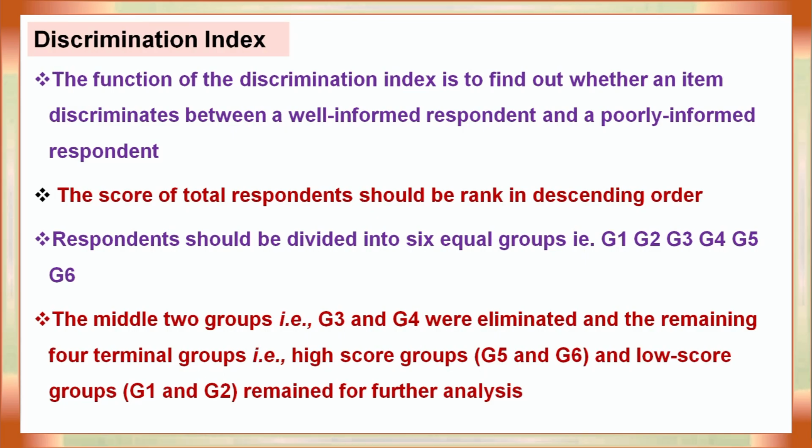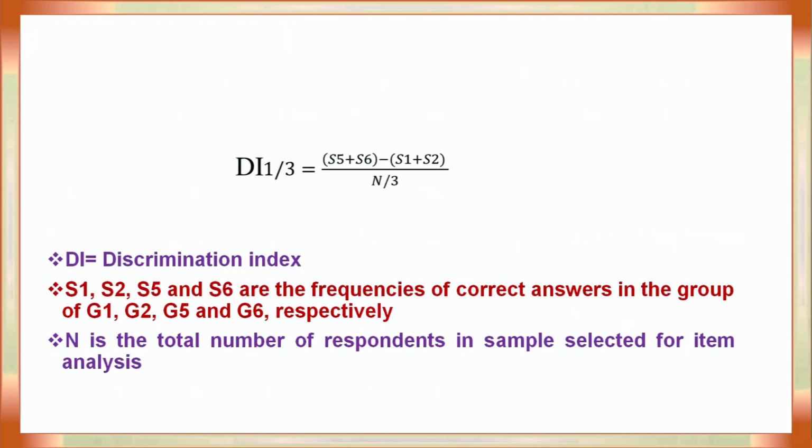First, you need to arrange your respondents by their total score, in ascending order, starting from the smallest score to the highest score. Then the whole pool of respondents is divided into 6 groups, which we generally term G1, G2, G3, G4 and so on, based on their score. We start with the smallest score and proceed towards the highest score. G1 and G2 have the lowest scores, G3 and G4 are the middle category, and G5 and G6 are the groups of respondents who get the highest scores. The two middle groups, G3 and G4, are eliminated, and the remaining four terminal groups, G1, G2, G5 and G6, are kept for estimating the item discrimination index.